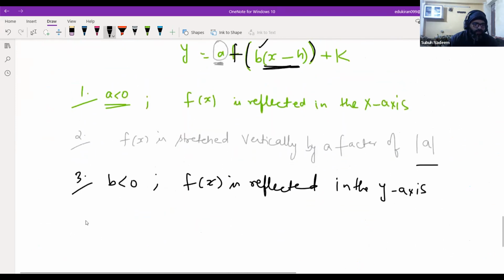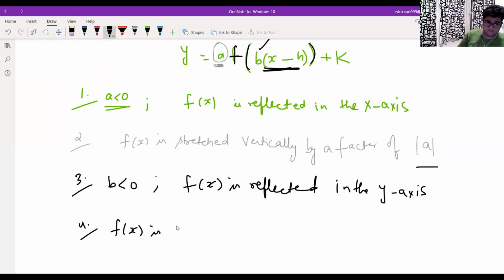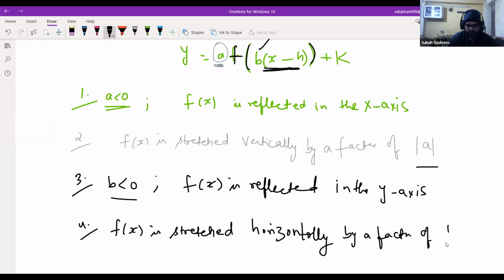Now the fourth one is f(x) is stretched horizontally from the y-axis by a factor of 1 by mod B. Can it not be the third rule as well? That we will see in the fourth. In the third, they are only considering the sign. In the fourth, they are considering the value. It is stretched horizontally by a factor of 1 by mod B.